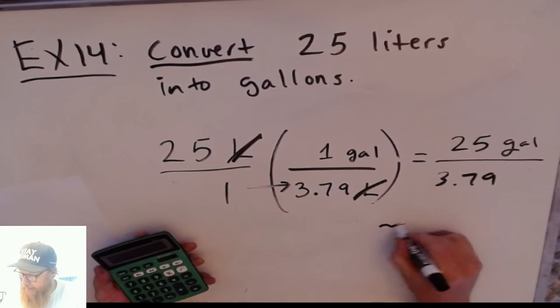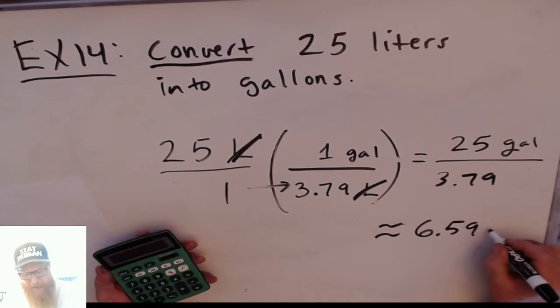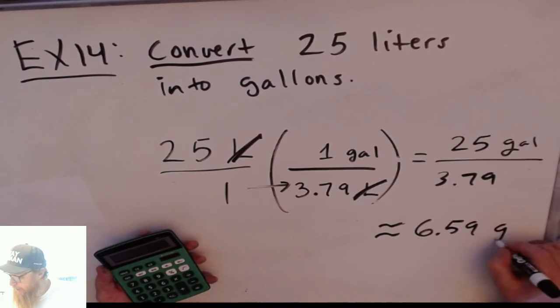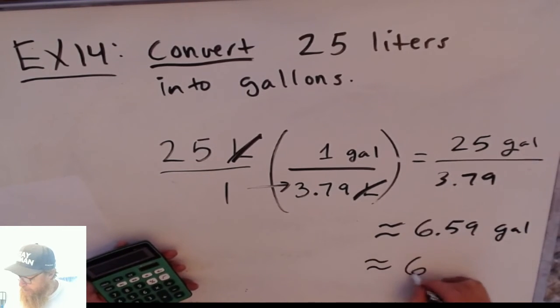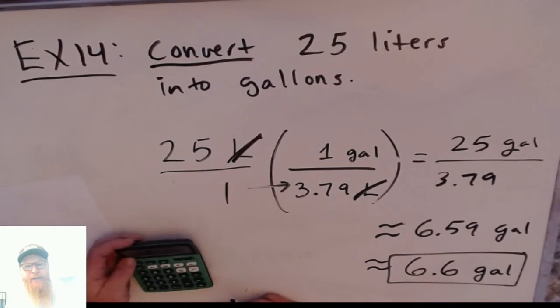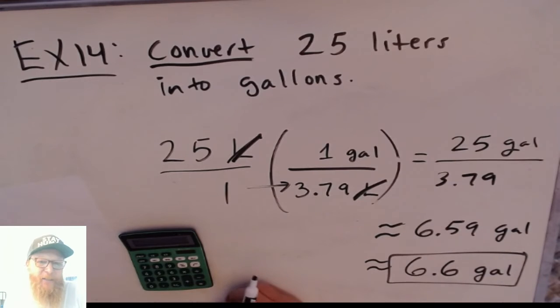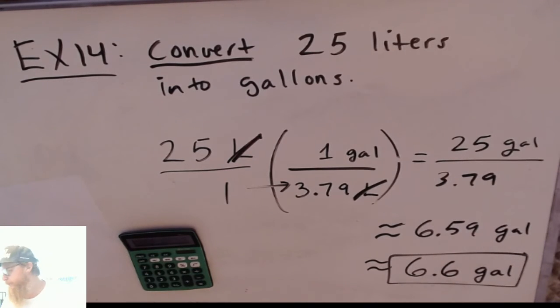And again, it's not exact. It's approximately 6.59 gallons. Or let's just do 1 decimal, 6.6. All right. So 25 liters is approximately 6.6 gallons.